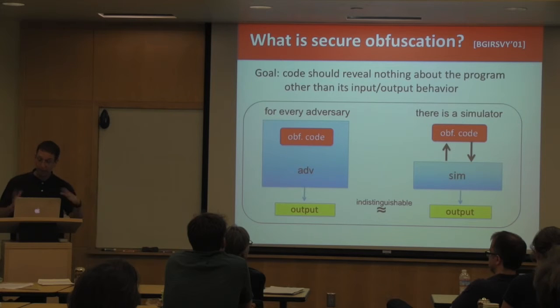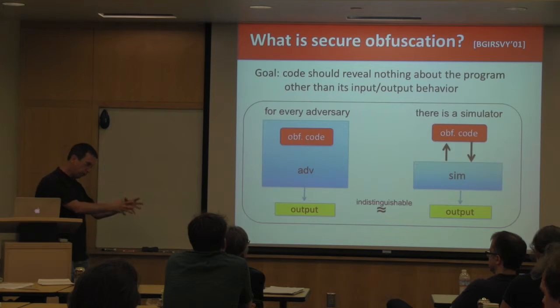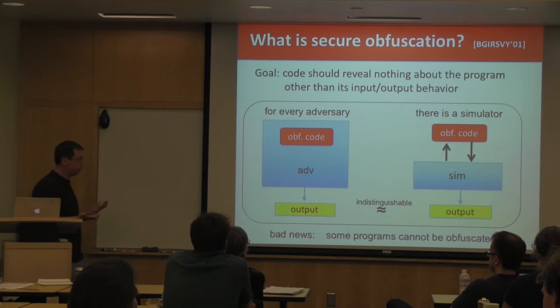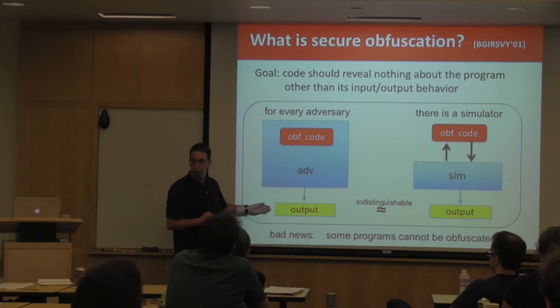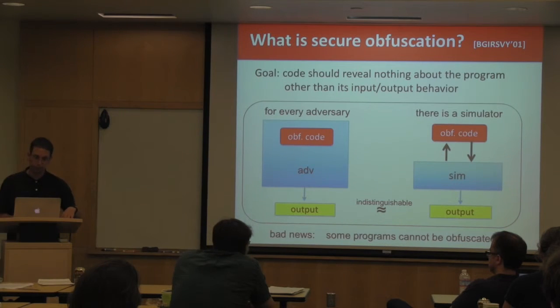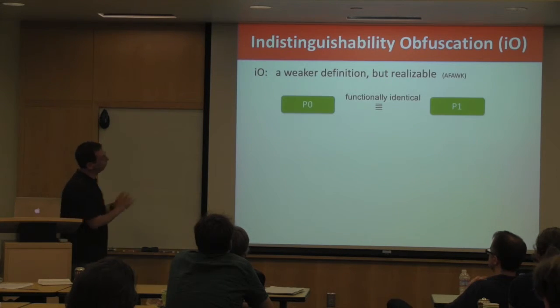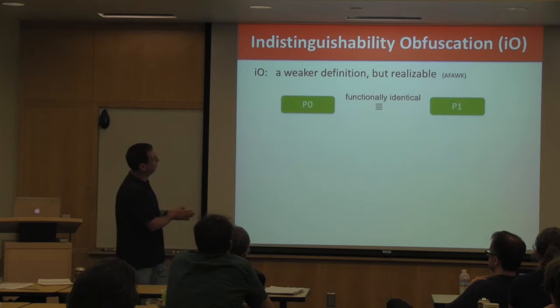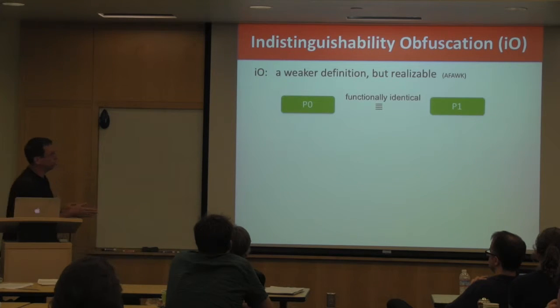Okay, so that's the first definition. An obfuscator is secure if for every adversary there exists a simulator. Unfortunately, it turns out this is too strong a definition. There are some programs that just cannot be obfuscated. So we'd like to weaken our definition somehow and come up with a realizable definition, and that's actually the one that's taken over the world, called indistinguishability obfuscation, or IO. It's a much weaker notion, but as far as we know, it's realizable.